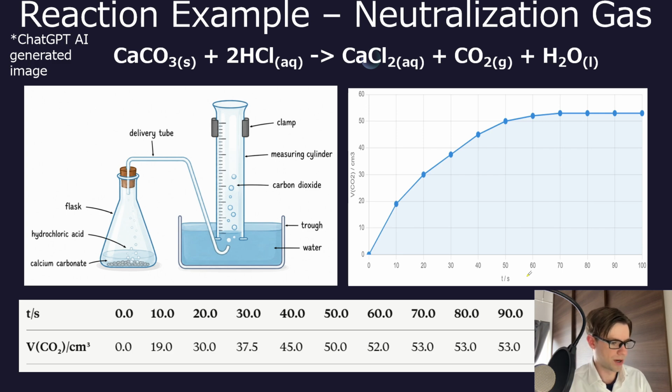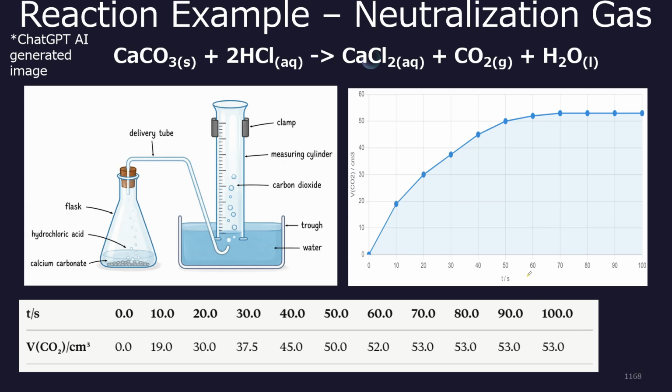And we can generate a graph from this. If we take a measurement every few seconds, maybe every 10 seconds here, you can see we can graph this. So at 10 seconds, there was 20 centimeters cubed produced, 20 seconds, 30, 30 seconds, 37.5, and this goes on. And then it looks like at about 70 seconds, there stops being any increase. So we can say that the reaction is done. It's finished at that time. There's no more change.